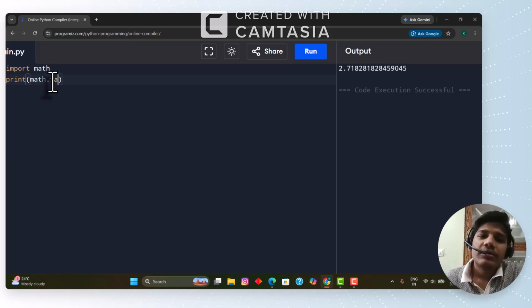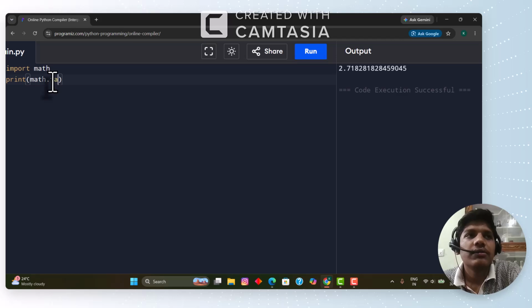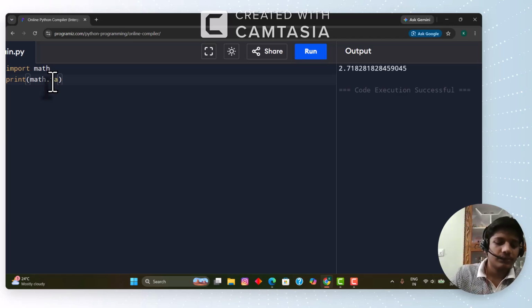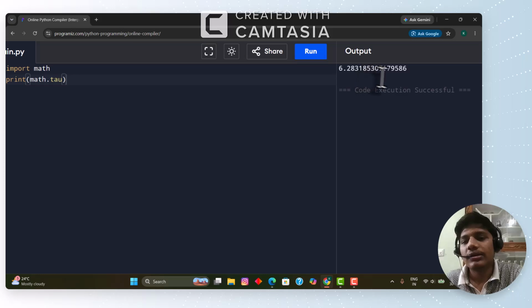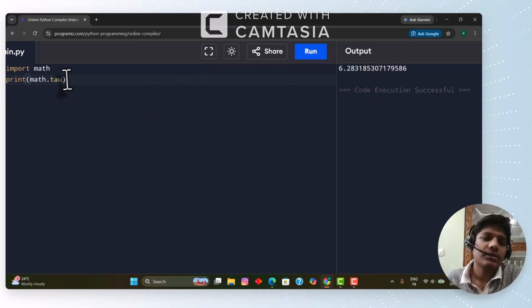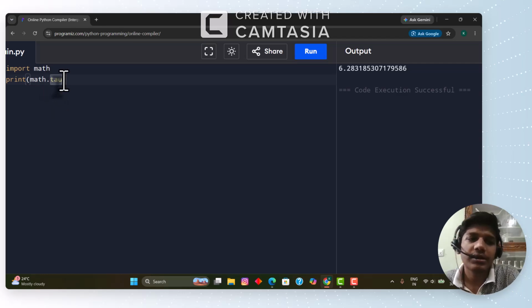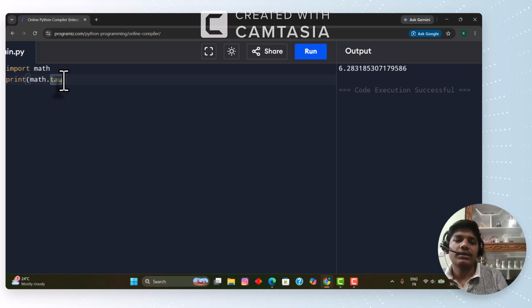The value of pi was 3.14. So the value of tau was double the pi, so the value of tau was 6.28. Okay, tau means tau. So when you run it, 6.28318 something. So this is the format of finding the values of pi, e, tau, like that. So we have to use math.tau, math.pi.